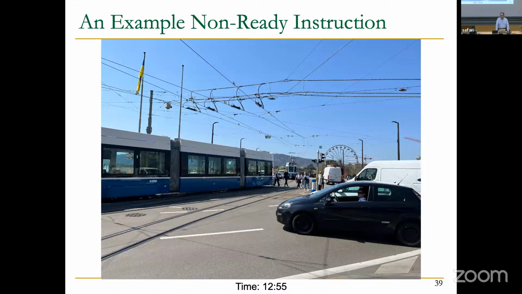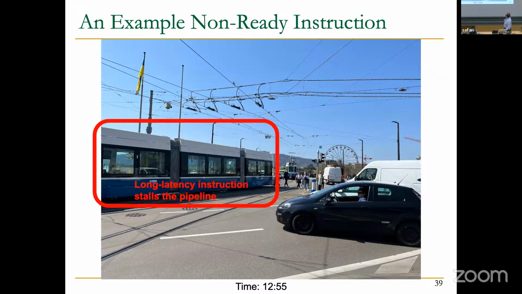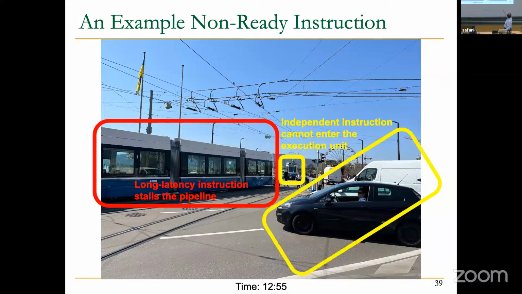So here is an analogy that is actually coming from Professor Mutlu. You can see that this tram, for some reason, is a long latency instruction that stalls the pipeline. This tram is broken at that time, 12:55. And you can see that there are some other trams and cars, like instructions, that are independent. Actually, this one is tram 11, and that one is tram 5, and they are independent on the line. But from this line, they are dependent, and tram 5 needs to wait for tram 11, and this car also.